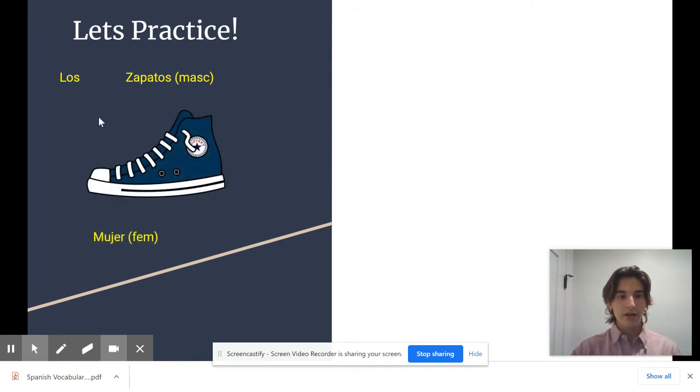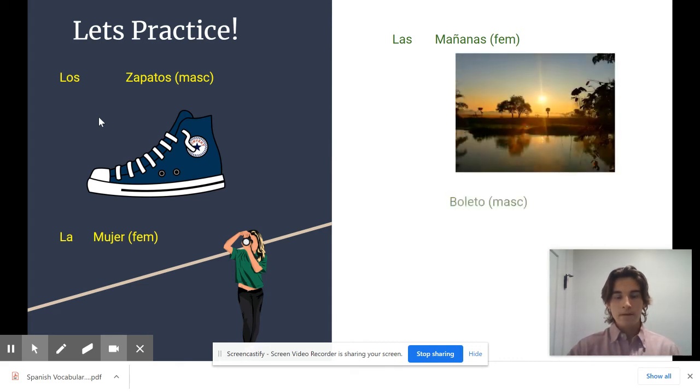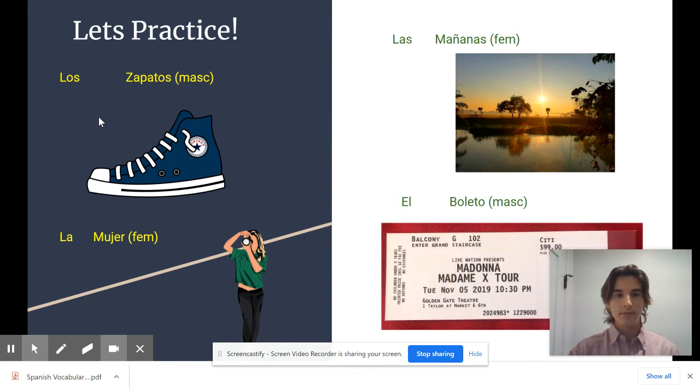Here we have mujer, a feminine noun that means woman. Hopefully you said la because la is the singular definite article for feminine nouns. We have mañanas, a feminine noun meaning mornings. The plural definite article for mañanas is going to be las. Boleto, which is a masculine noun that is singular. Hopefully you said el for that one, and it means ticket.